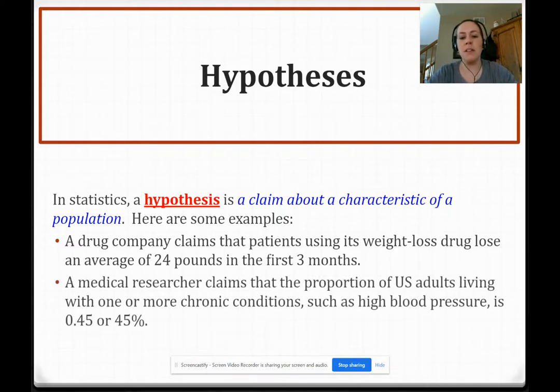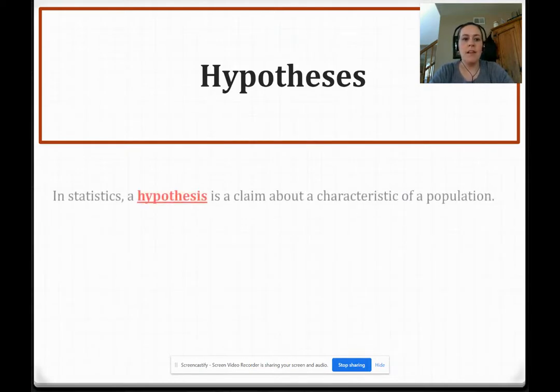A medical researcher claims the proportion of U.S. adults living with one or more chronic conditions, such as high blood pressure, is 45%. It's a claim by a medical researcher. We don't know for sure if it's true, at least not until we were able to collect some information. So in statistics, a hypothesis is a claim about a characteristic of a population.